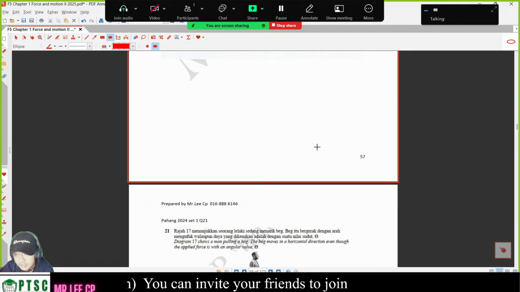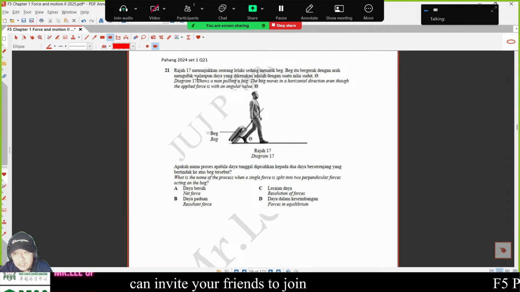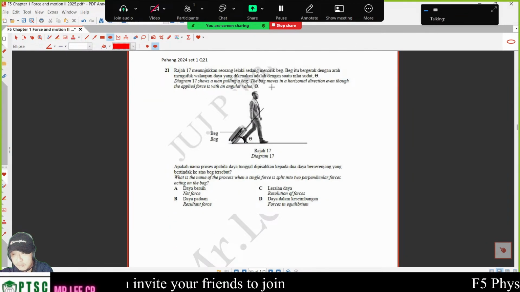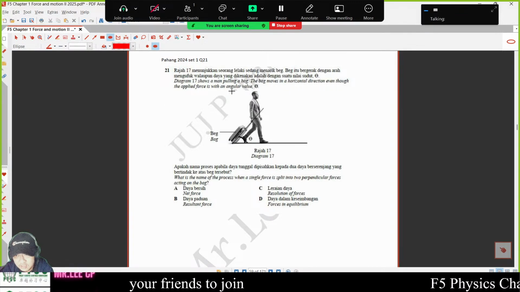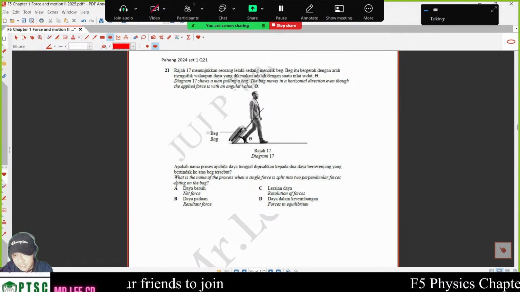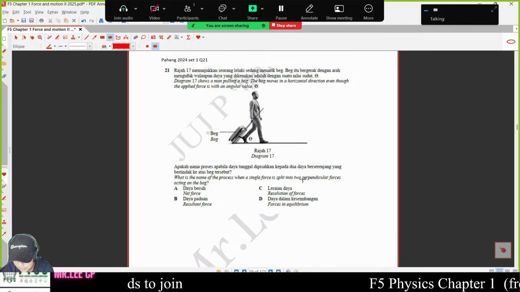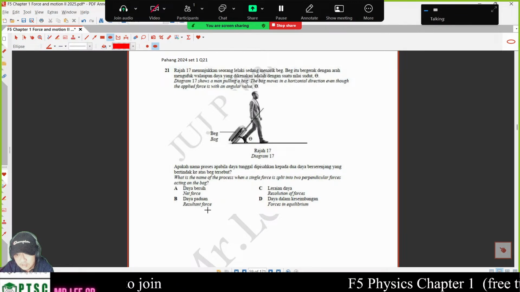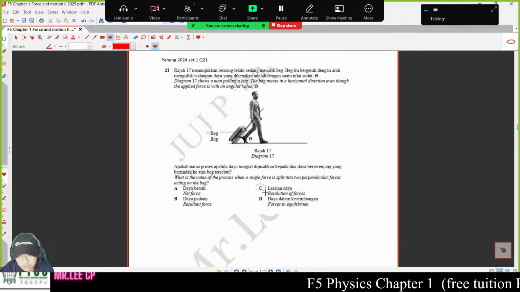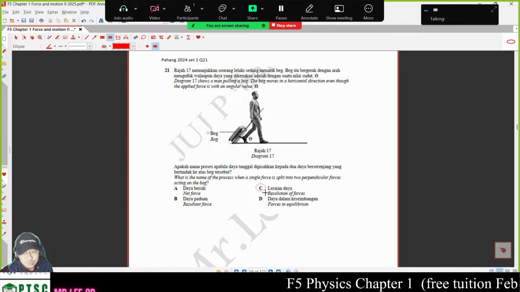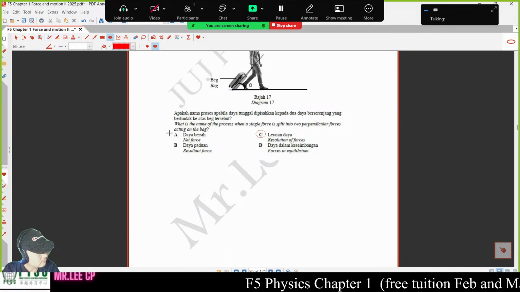Okay, we continue. Now, diagram 17 shows a man pulling a bag. The bag is moving horizontally even though the force applied is at an angle theta. So what is the name of the process of splitting a single force into two perpendicular forces? This one is called resolution of force. You split into two directions, which are 90 degrees apart.